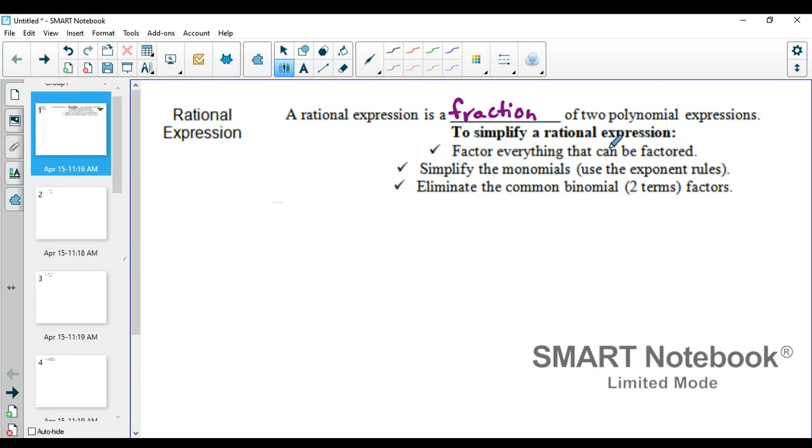So to simplify a rational expression, you need to factor everything that can be factored, simplify the monomials using the exponent rules, and then eliminate any common binomials or two-term factors. Okay, so back to using factoring. Like I said, it never goes away.